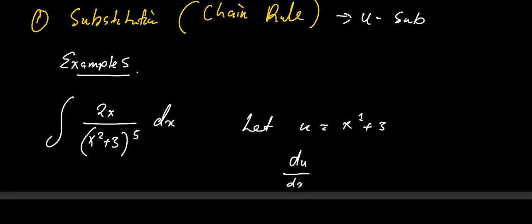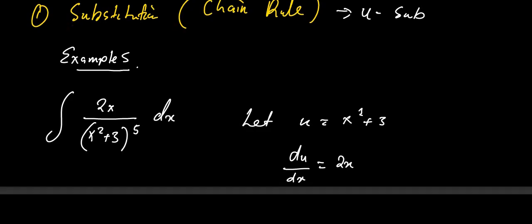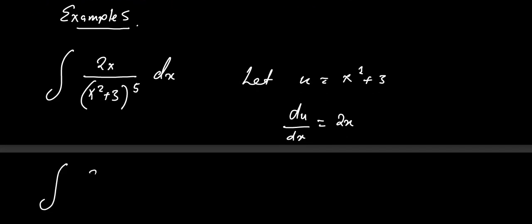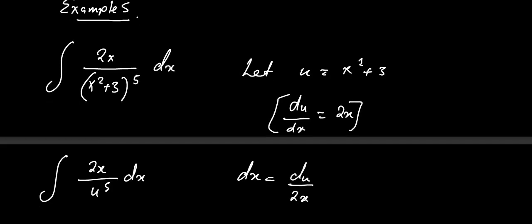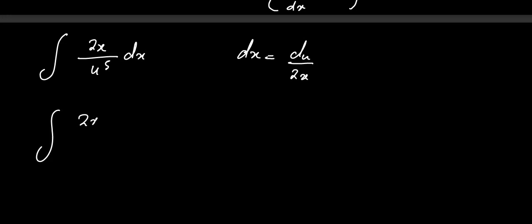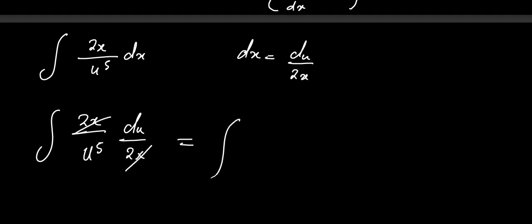So du dx is just going to be your 2x. And the integral now changes, it becomes 2x, u to the power 5, then dx. We make dx the subject of the formula from this part. That's going to be dx is equivalent to du over 2x. This now becomes 2x u to the power 5, then we put du over 2x. This is just now going to be, this cancels with that, the integral of u to the power 5 du.